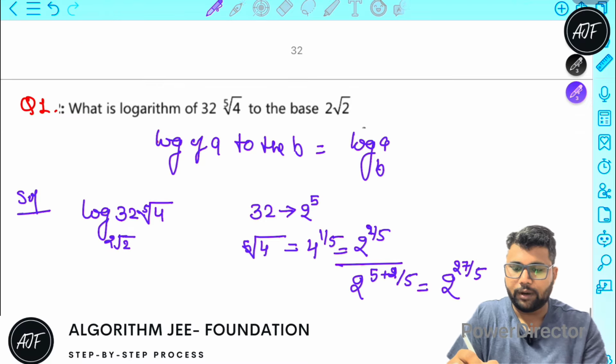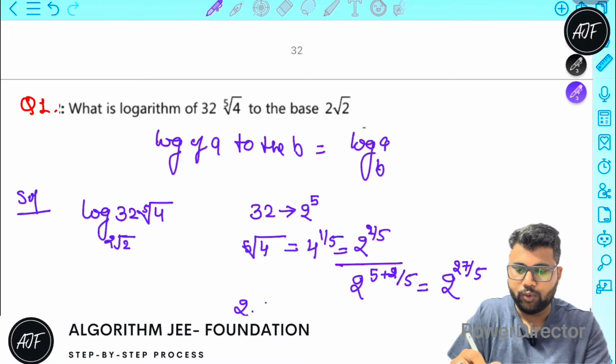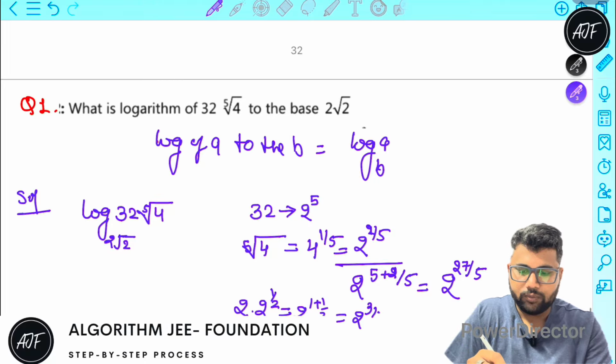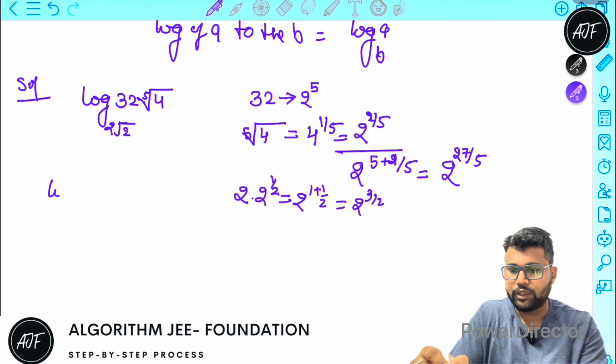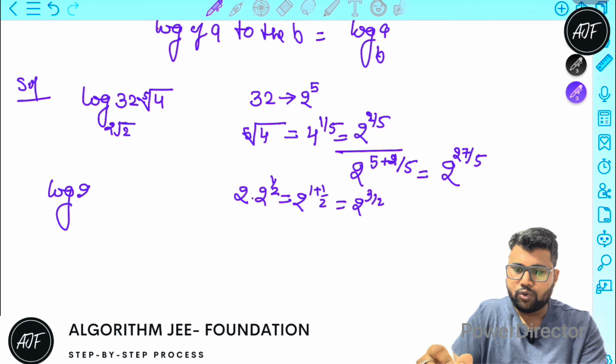See, that is 2 power, 2 root 2, meaning 2 into 2 power 1 by 2, which is 2 power 1 plus 1 by 2, meaning 2 power 3 by 2. Now the question is converted. See, log of 2 power 27 by 5 with base 2 power 3 by 2.